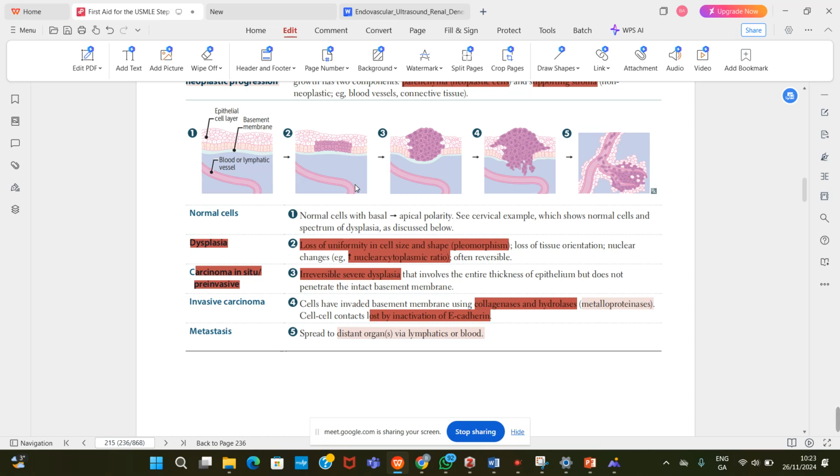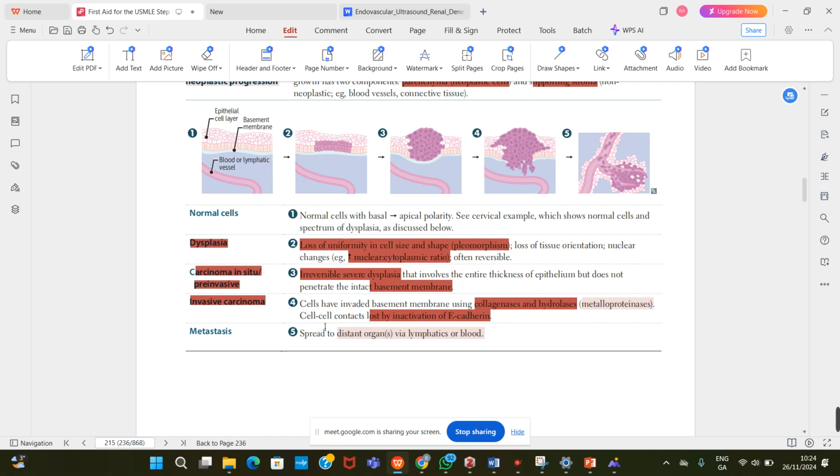But it has not breached the what? The basement membrane. Because once it breaches the basement membrane, it becomes what? Invasive carcinoma. It becomes invasive carcinoma. And what do you need to breach the basement membrane? Number one, there should be loss of cell-to-cell contact. So the cell-to-cell attachment is lost.